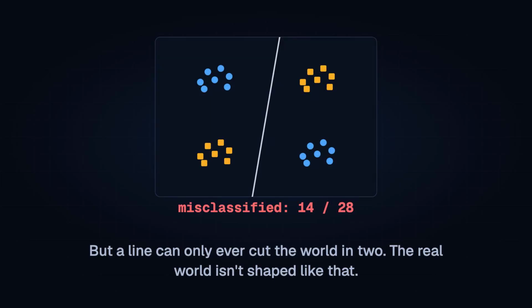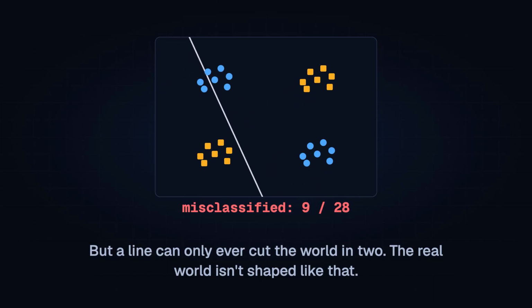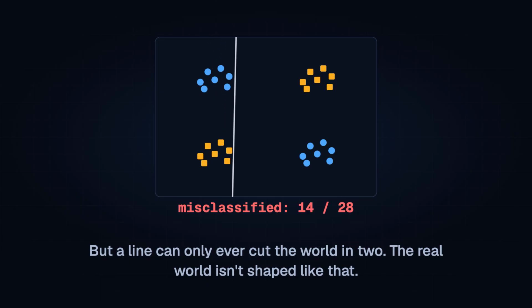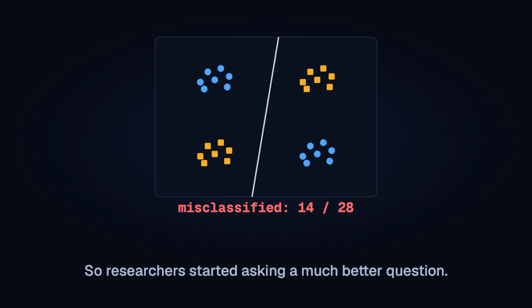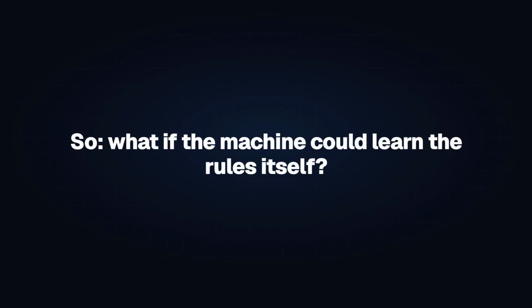But a line can only ever cut the world in two, and the real world isn't shaped like that. No matter how you rotate it, no matter where you slide it, some points end up on the wrong side. So researchers started asking a much better question. What if the machine could learn the rules itself?